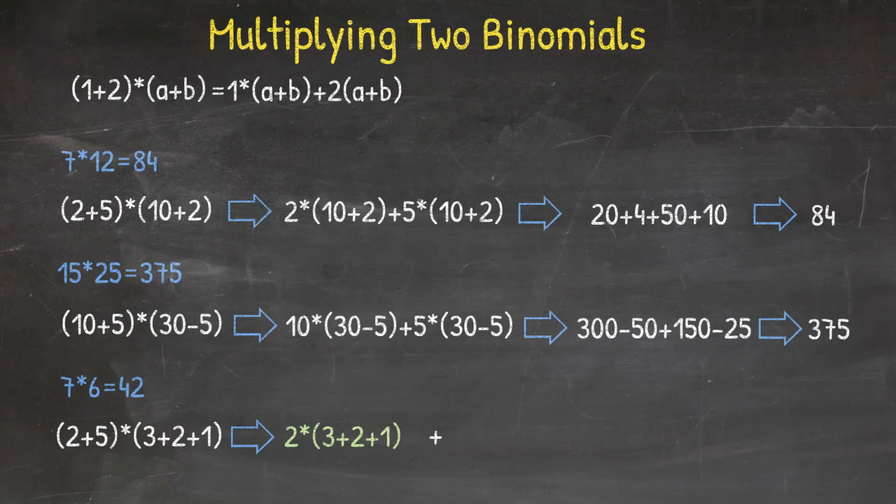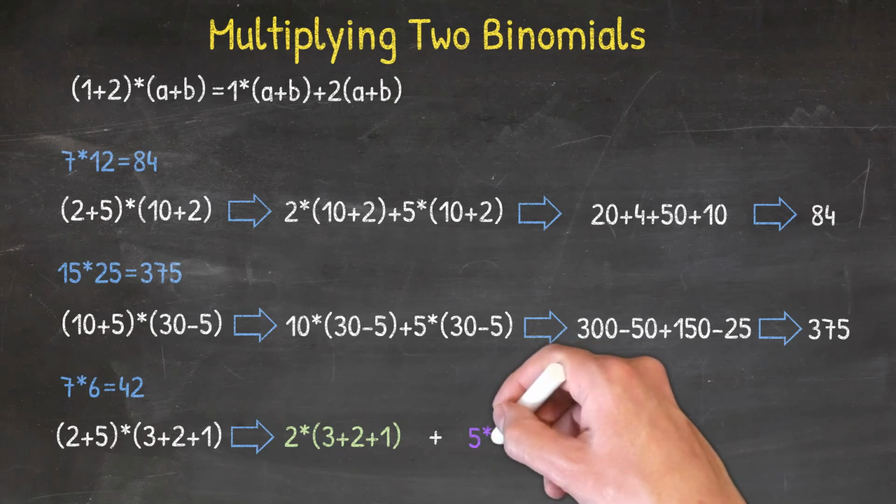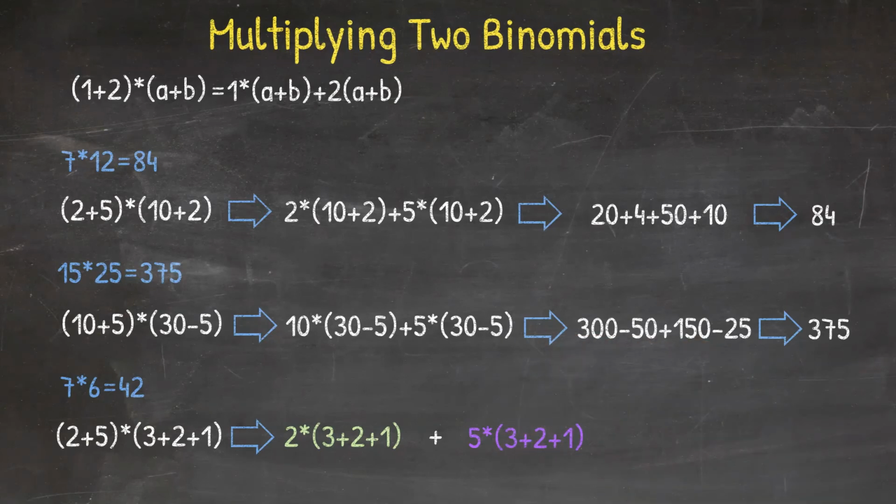And so we multiply 2 by all 3 units of the second polynomial in the bracket. So 2 times 3 plus 2 plus 1. And then we'll multiply the second unit of the first binomial by the longer polynomial. And we get plus 5 times 3 plus 2 plus 1.